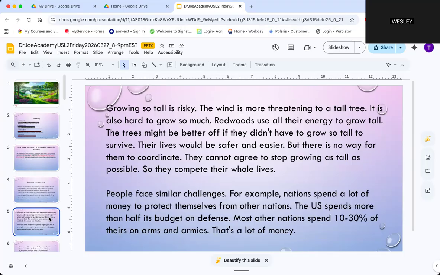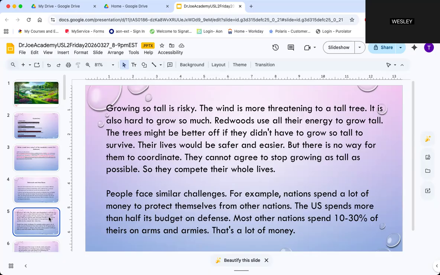Growing so tall is risky. The wind is more threatening to a tall tree. It is also hard to grow so much. Redwoods use all their energy to grow tall. The trees might be better off if they didn't have to grow so tall to survive. Their lives would be safer and easier, but there's no way for them to coordinate. They cannot agree to stop growing as tall as possible, so they compete their whole lives.